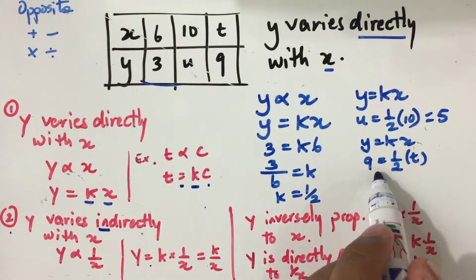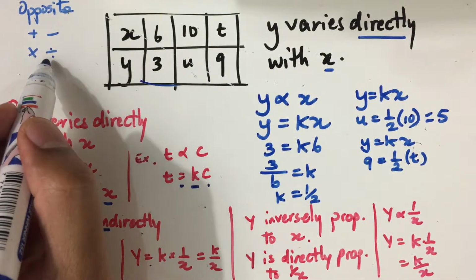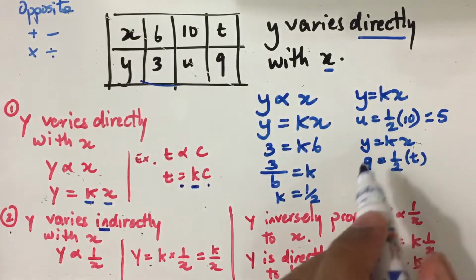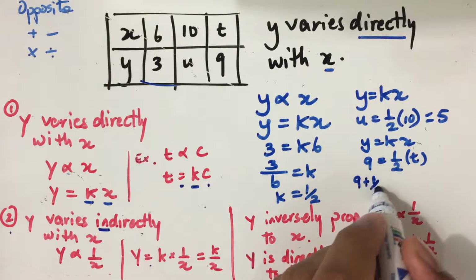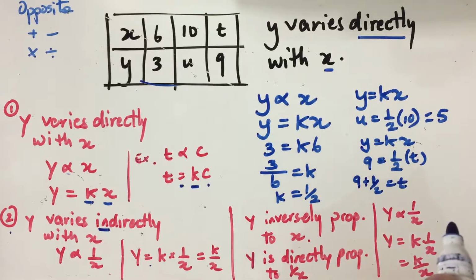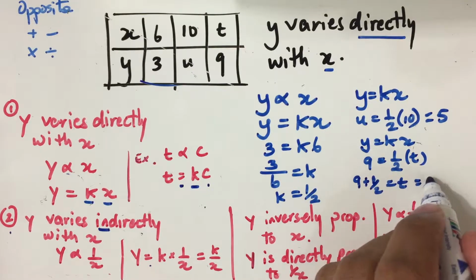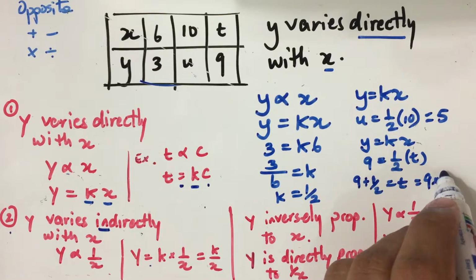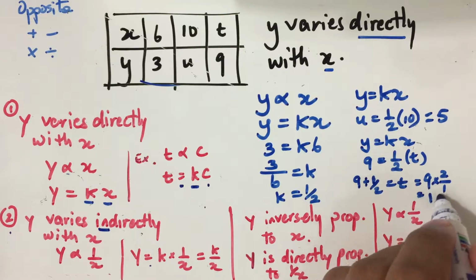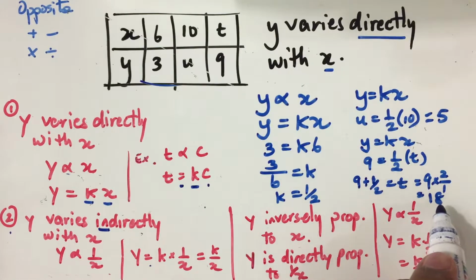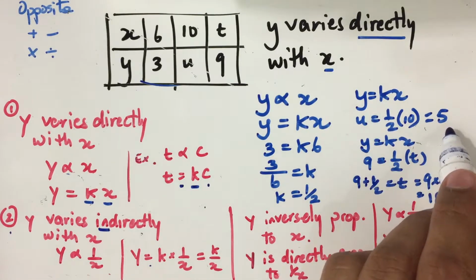Now this is a half multiplied by t. To carry the half to the other side of the equation, we do the opposite, which is divide. So then we have 9 divided by a half is equal to t. And that is equal to 9 times the reciprocal of a half, which is 2 on 1, which is equal to 18. So t is equal to 18 and u is equal to 5.